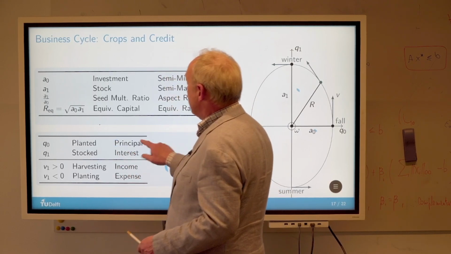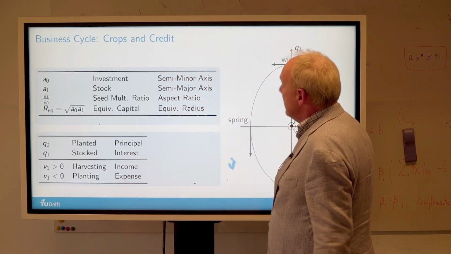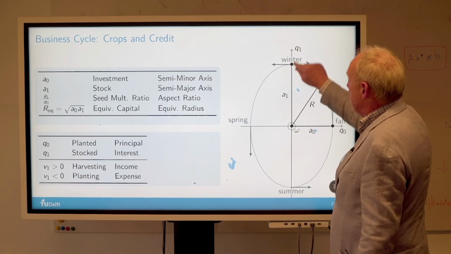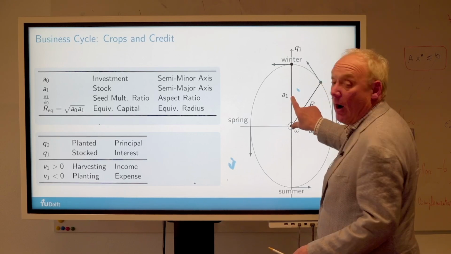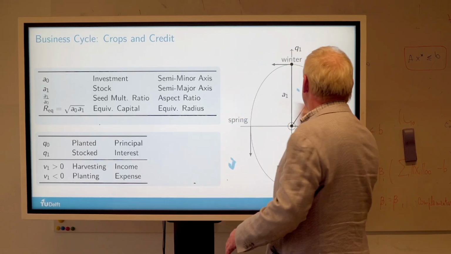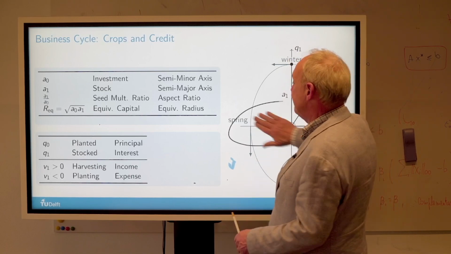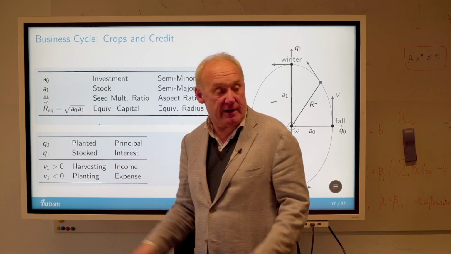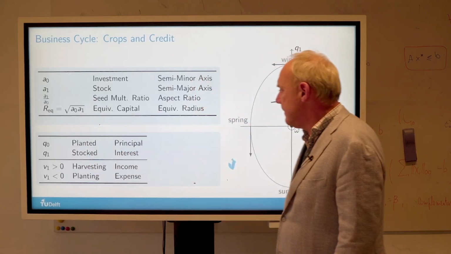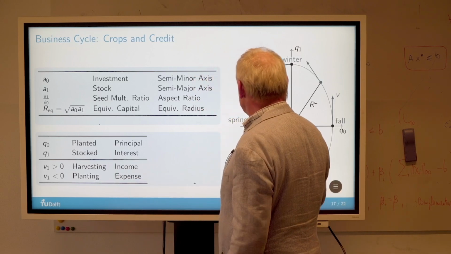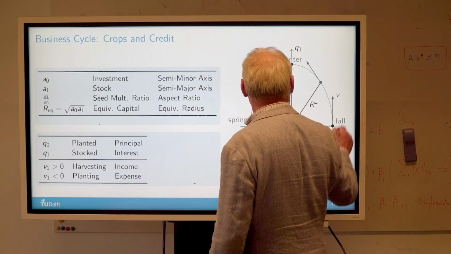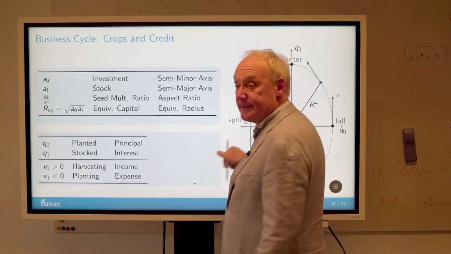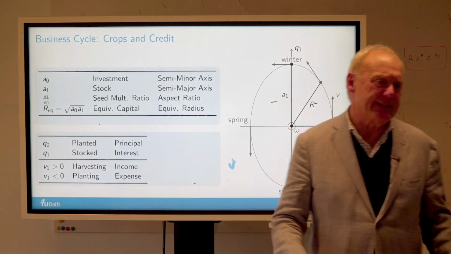Here I put some other things. I also added something, if this were money, your credit cycle. So if you have some kind of investment, or some loan, and you receive interest on it, then maybe the interest is then lower, right? And this will be like that. But you can keep track of how much principal you have, how much interest. Here you keep track of how much you planted and how much you have in stock, all right? When this velocity is bigger than 0, you're harvesting. So here you're harvesting. This is the fall. And here you must be planting, right? So it goes down.